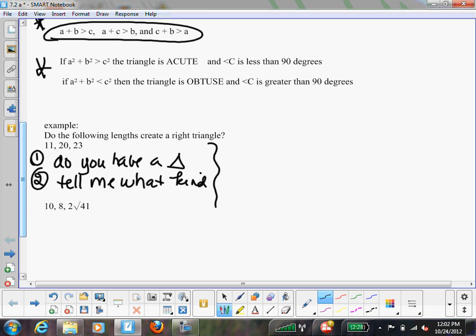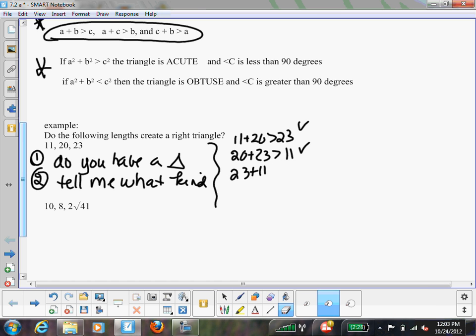And so do I just go, is 11 plus 20 greater than 23? Do I just do one case? I have to do all 3 cases, right? So as that one works, is 20 plus 23 greater than 11? And is 23 plus 11 greater than 20? And yes, I know you can do this in your head, but I'm big about showing your work, so just put that down, okay? So make sure you're showing that.